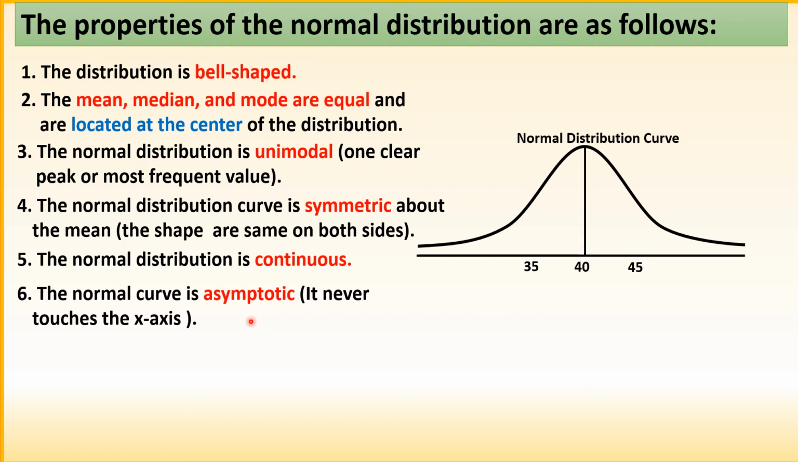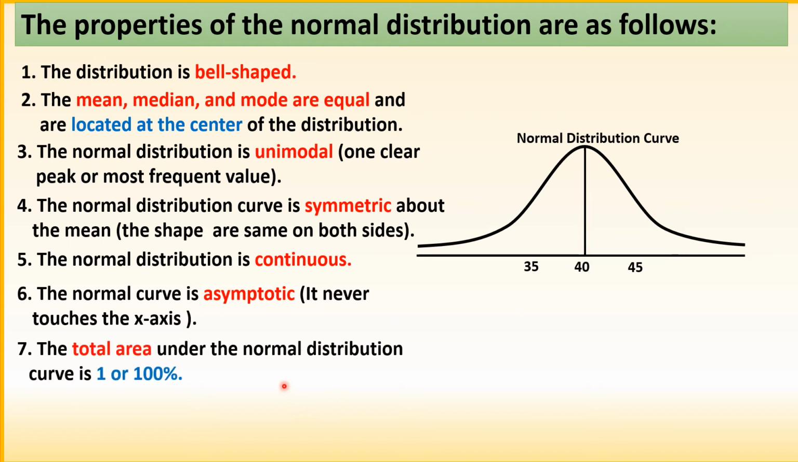Number 6, the normal curve is asymptotic. So, kapag sinabi nating asymptotic, it never touches the x-axis. So, kung ito ang ating x-axis, yung tail niya dito ay hindi magta-touch dito sa x-axis. Approaching lang siya pero never siyang mag-touch.